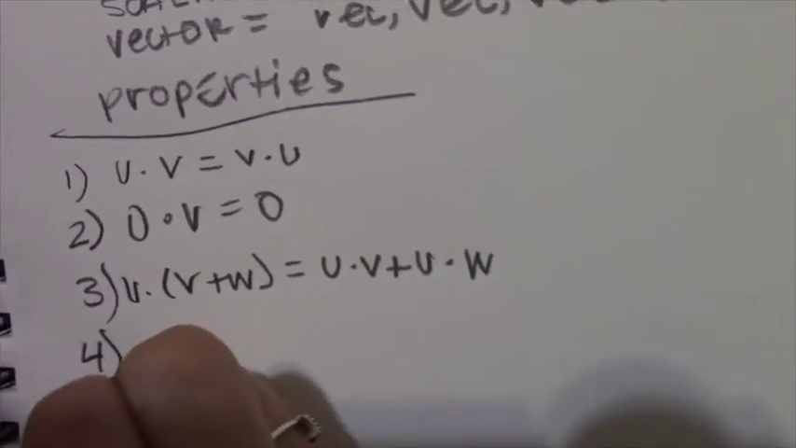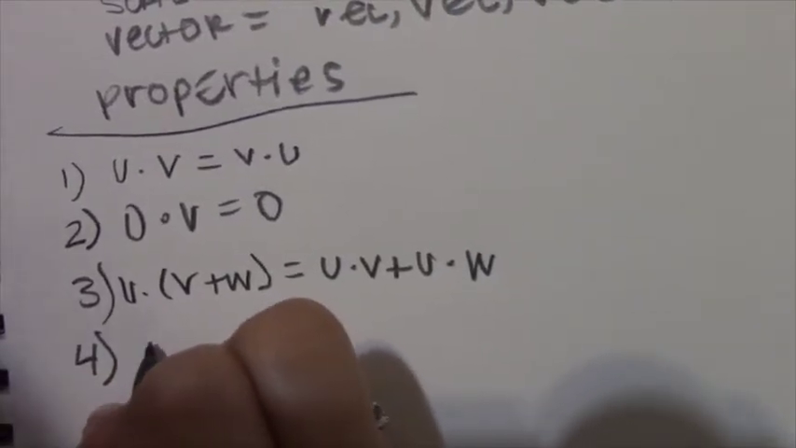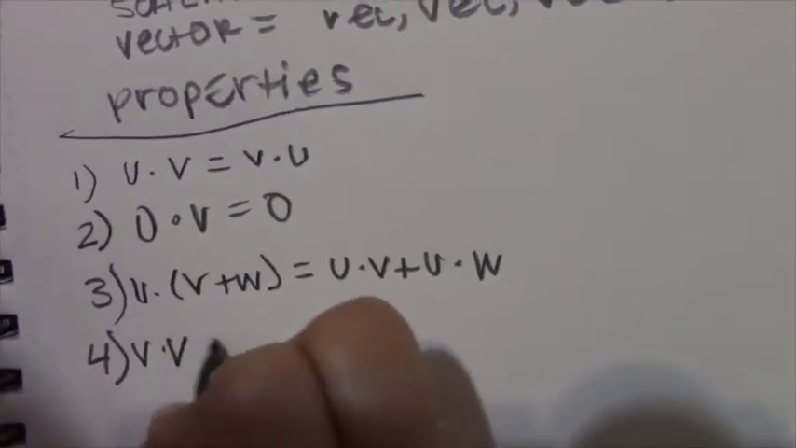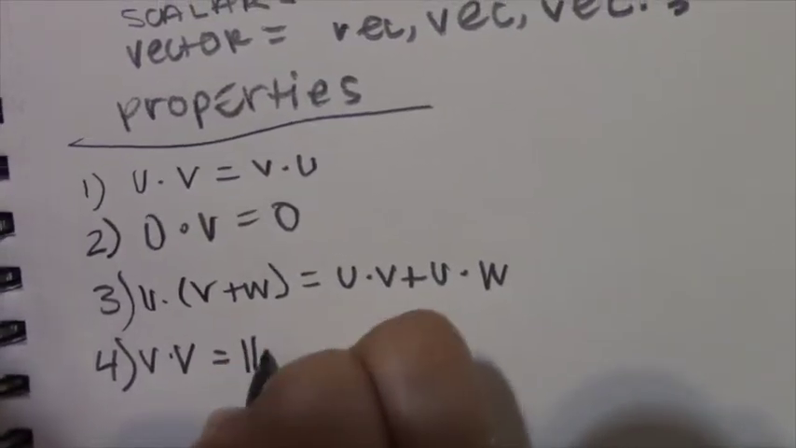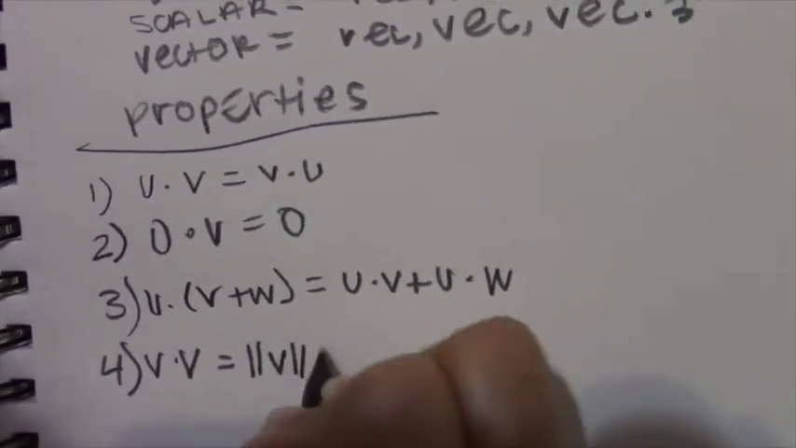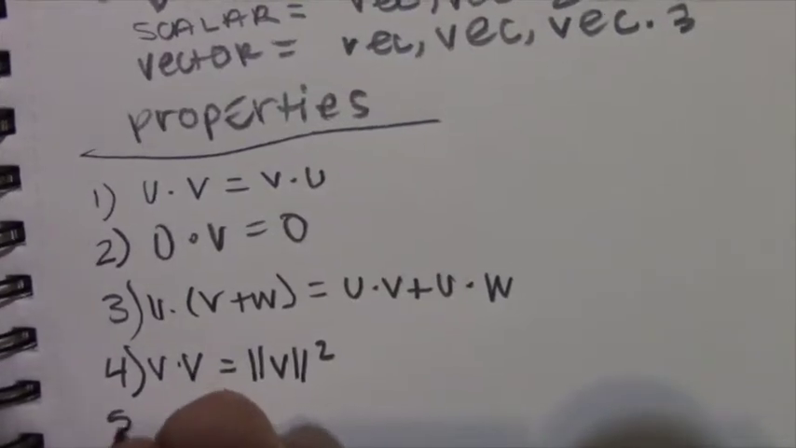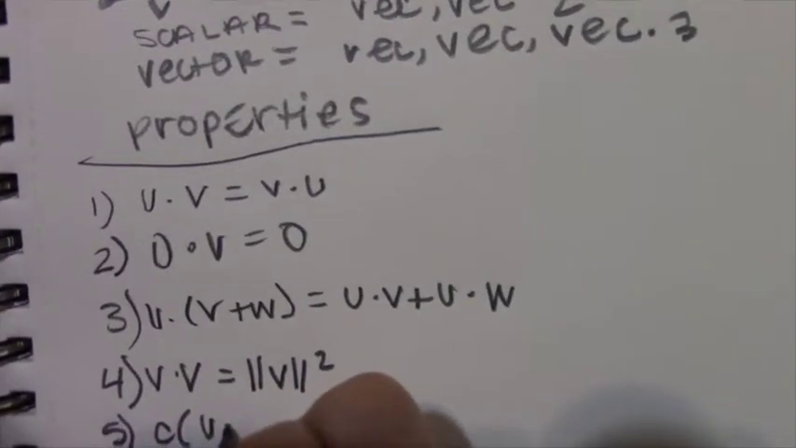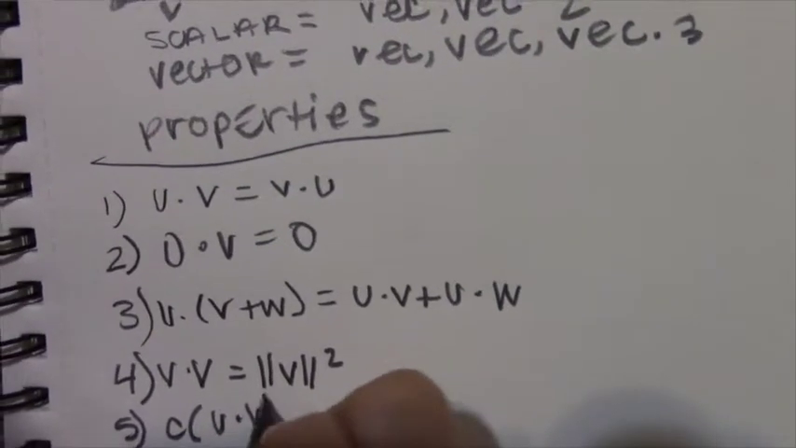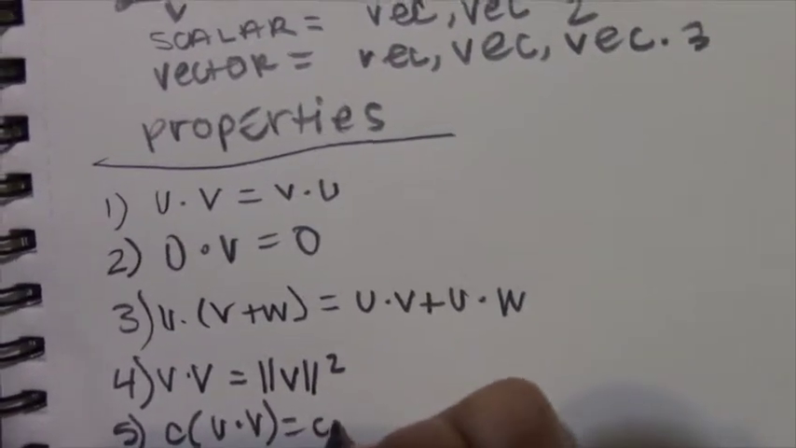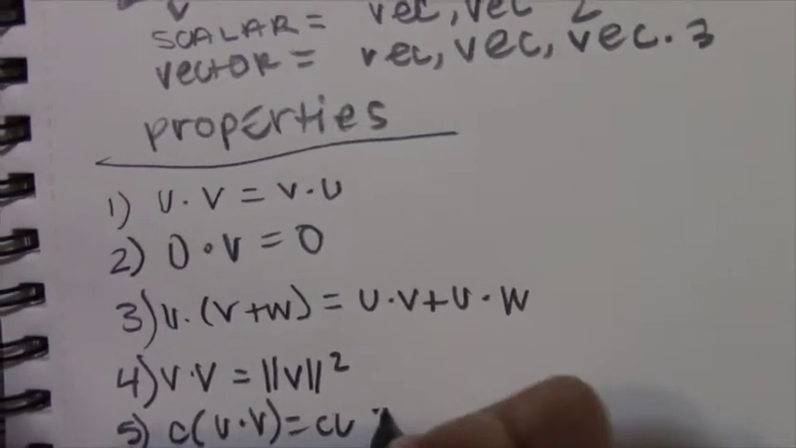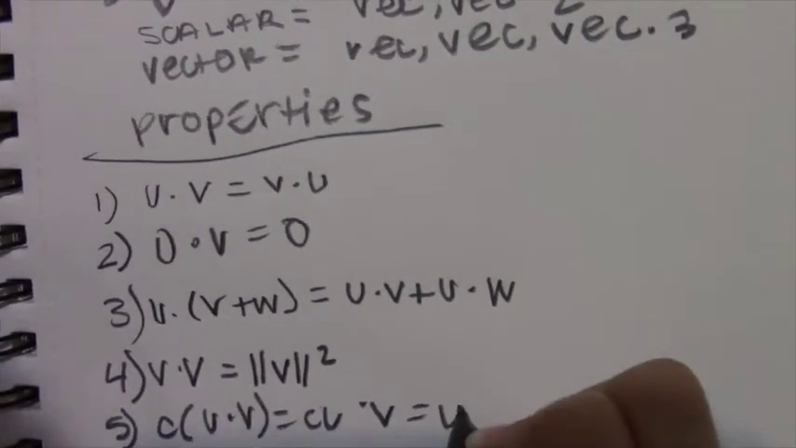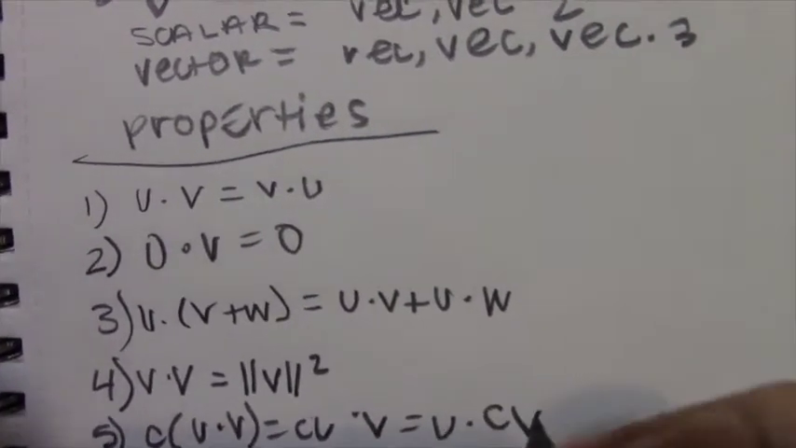Number 4 is V times V equals magnitude V squared. And number 5 is C times U times V equals C times U times V equals U times C V.